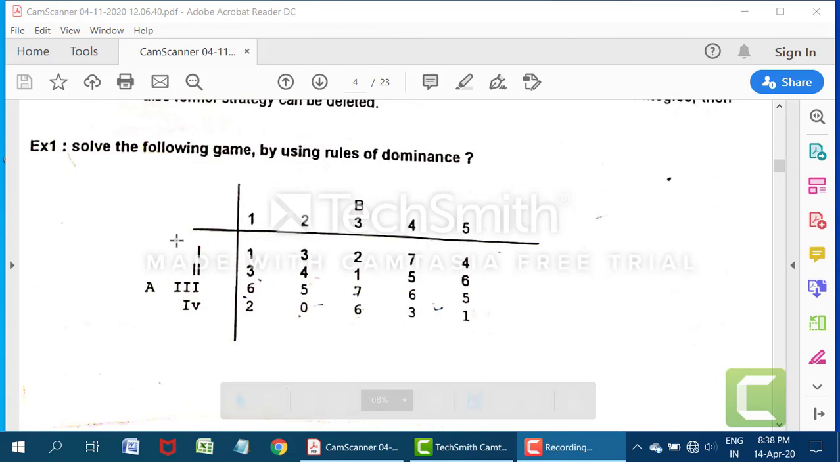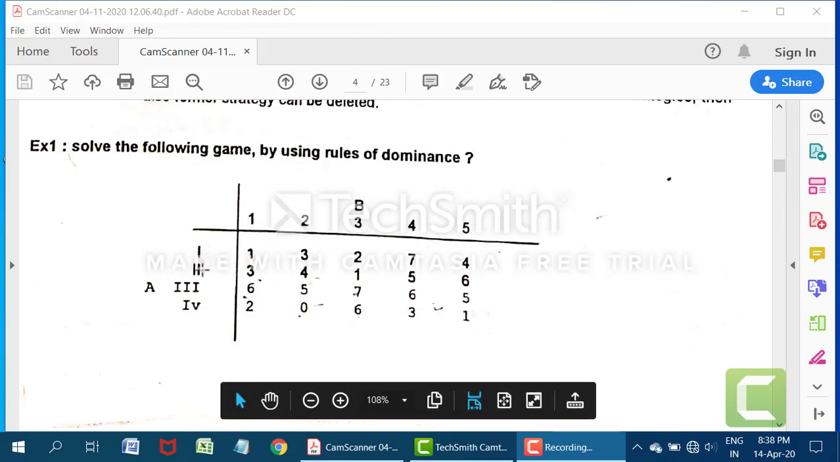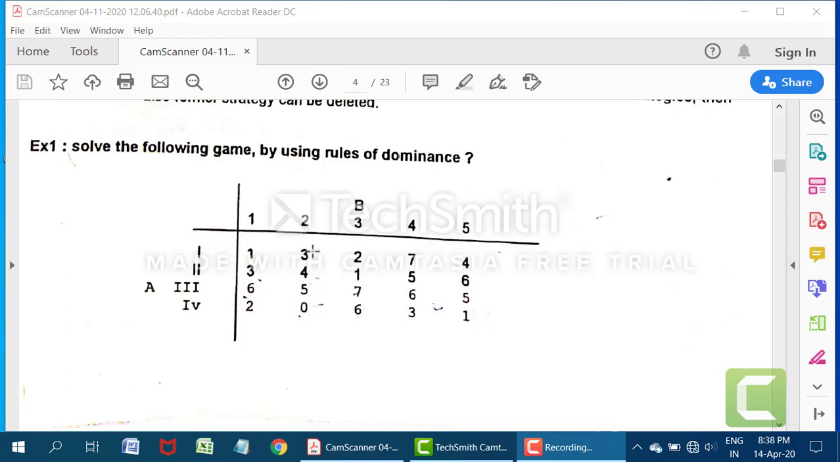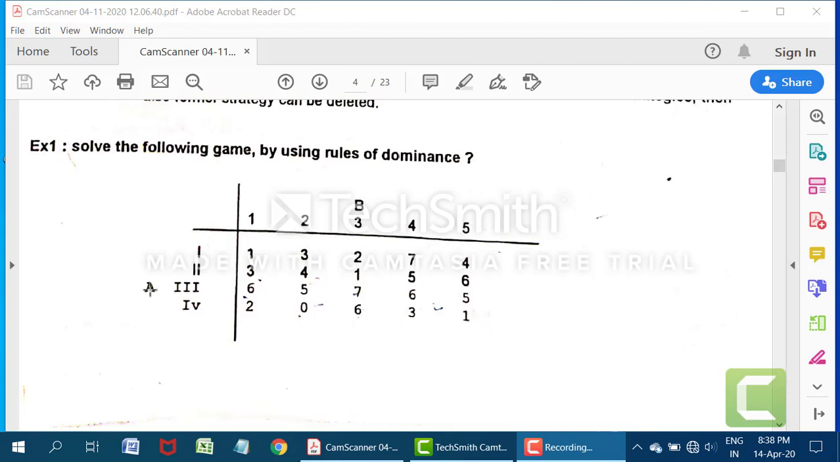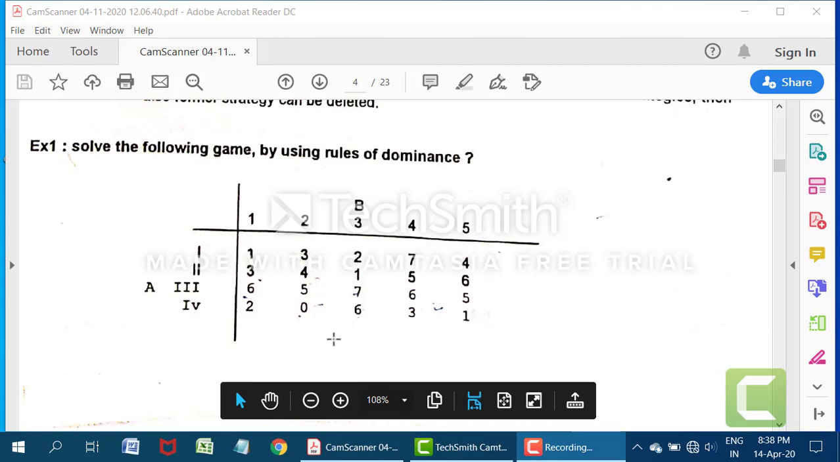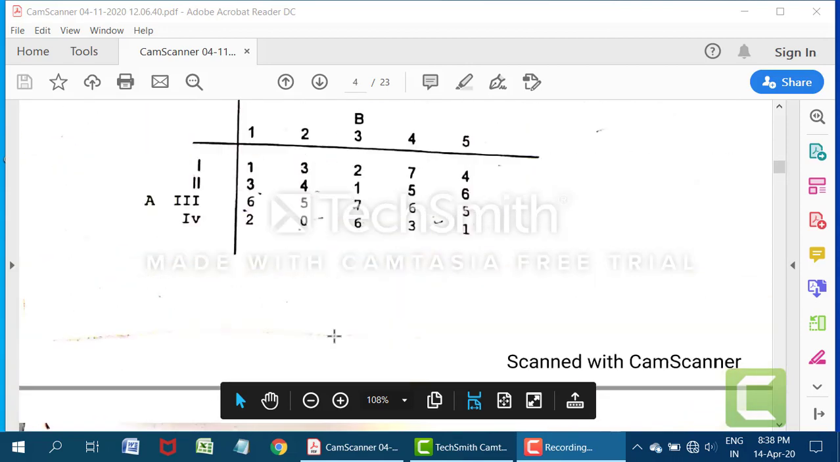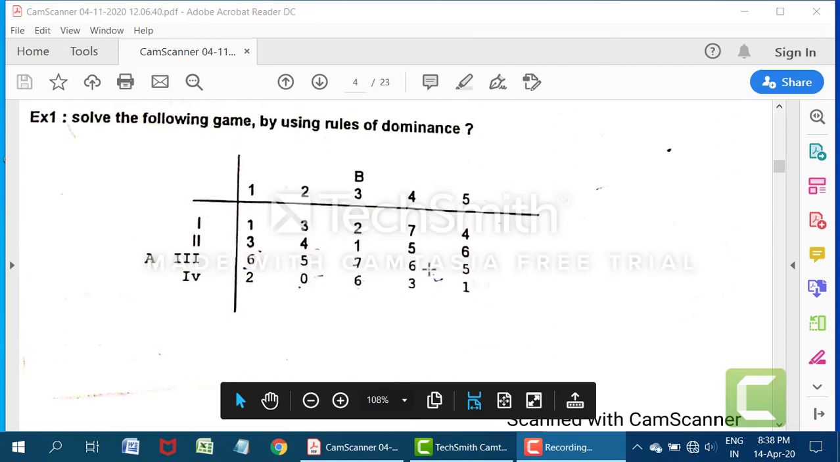Suppose this is the big game given. A has 4 strategies: 1, 2, 3, 4. B has his own strategies: 1, 2, 3, 4, 5. Player B has 5 strategies, player A has 4 strategies. His strategies are different. For each combination of strategies, if A chooses the first strategy and B chooses the first strategy, the payoff is +1. If A chooses the first strategy and B chooses the second strategy, +3. And all these elements are positive in this particular problem.